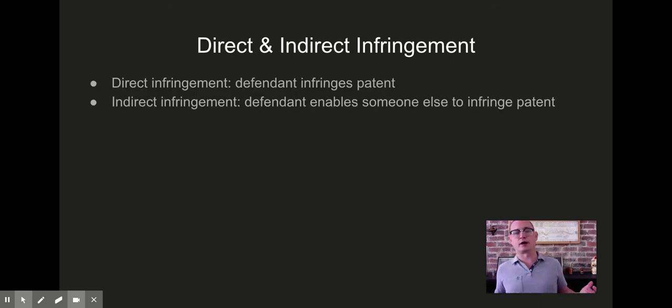Well, there are multiple kinds of infringement as well. We can have direct infringement. That's where you bring a patent infringement action against the person who's actually doing the infringing themselves. In other words, are they the person producing, importing, or selling the infringing product, etc.? Or you can bring an infringement action based on indirect infringement. In other words, the enablement of somebody else to infringe the patent in question. We'll try to distinguish between the two.